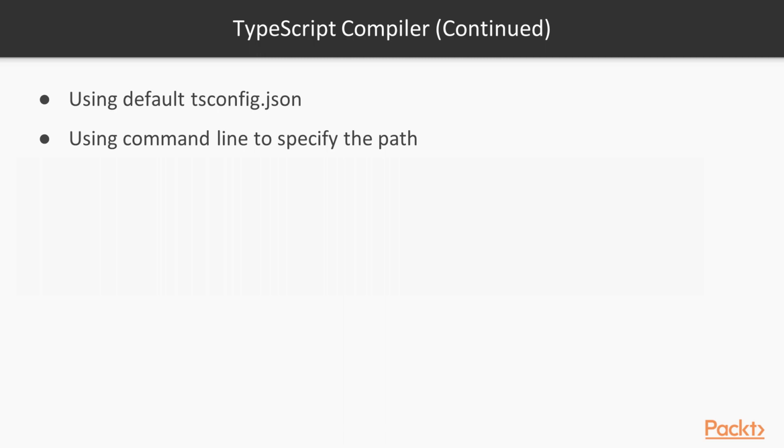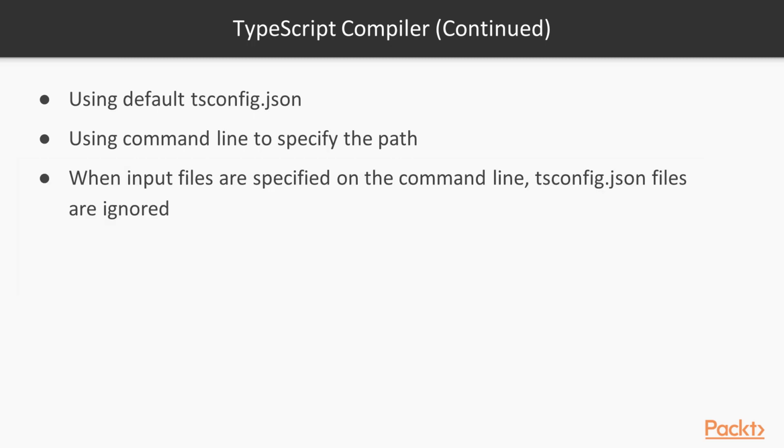A project is compiled in one of the following ways. First, by invoking the TypeScript compiler with no input files, in which case the compiler searches for the tsconfig.json file, starting in the current directory and continuing up the parent directory chain. And the second option is by invoking tsc with no input files and the --project or just -p command line option, that specifies the path of a directory containing a tsconfig.json file. Because when input files are specified on the command line, tsconfig.json files are ignored.